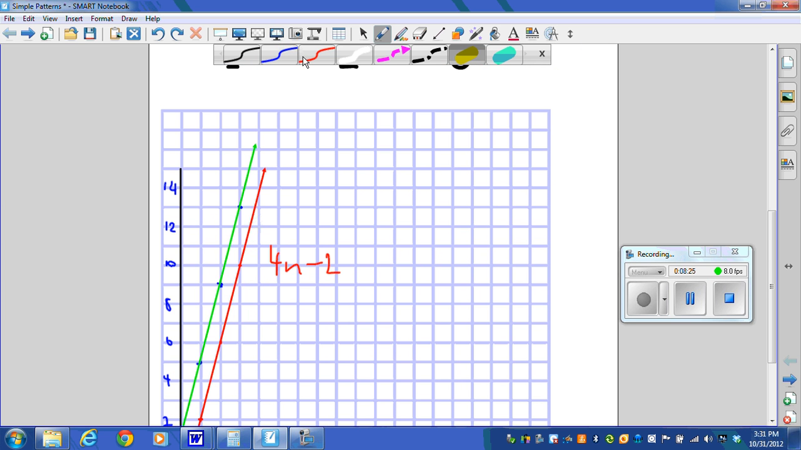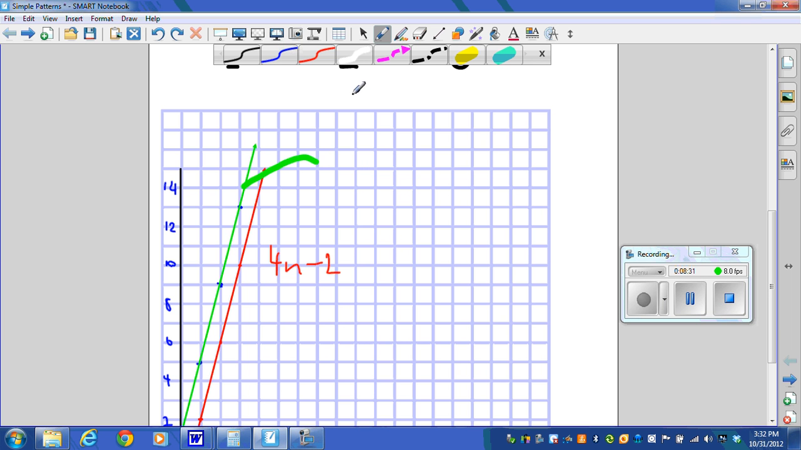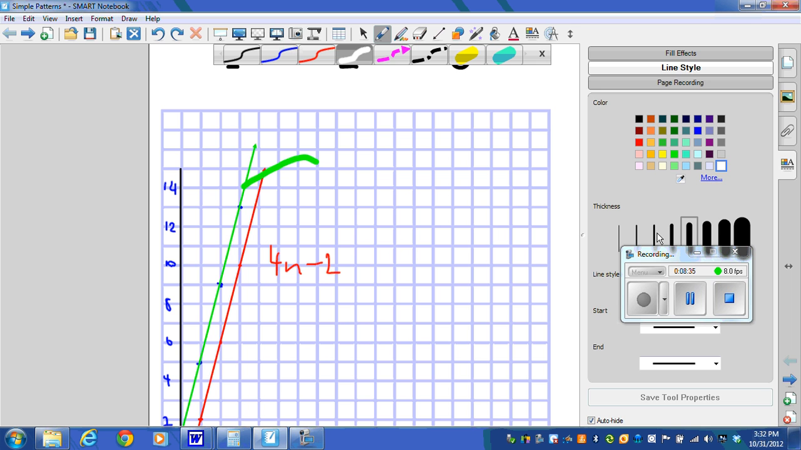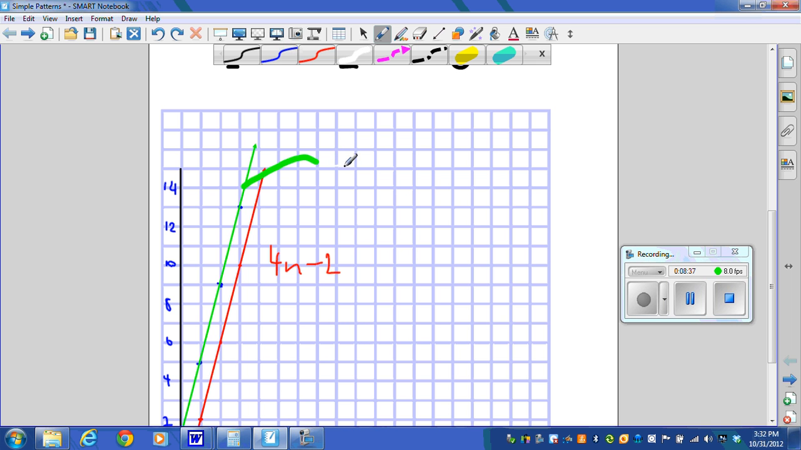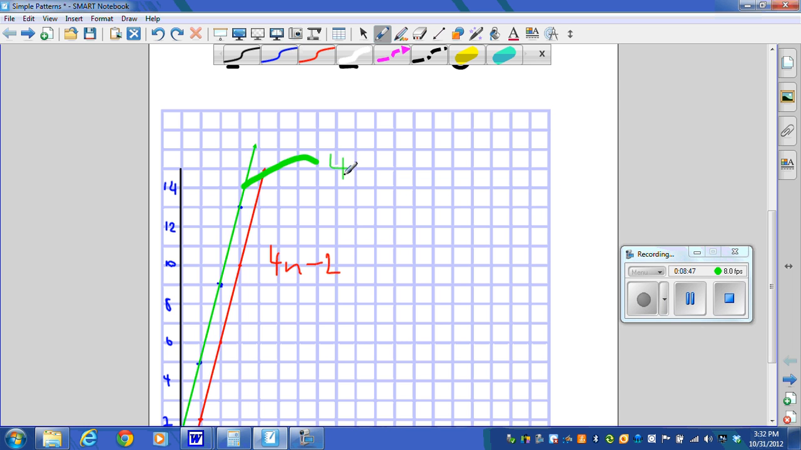And if we change this color, we know that this line is 4n plus 2. So you can see the difference.